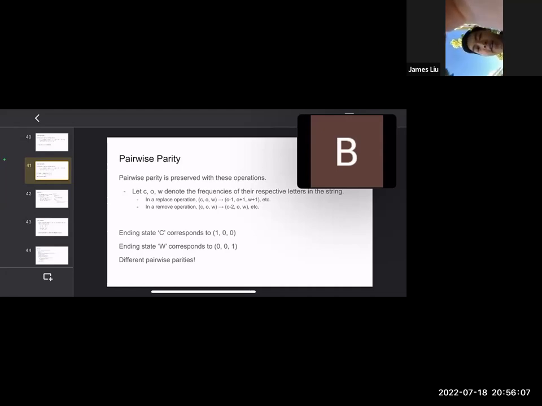And I didn't explicitly write and say O, but I guarantee O does not have the same pairwise parity as C and W. And the property that C plus O is odd and O plus W is even is unique to NSAC.